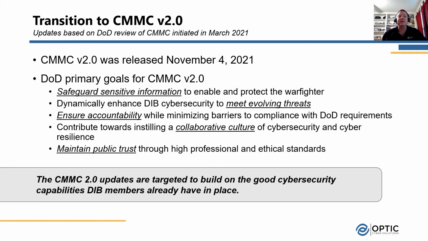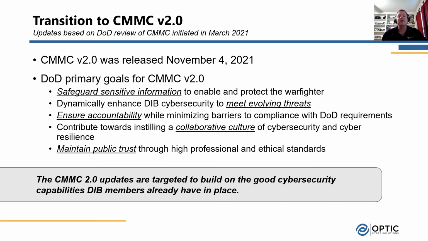And that directly leads into the last goal, which is maintaining public trust through high professional and ethical standards. So if we have that collaborative culture, we're talking, we're being honest with each other about what expectations are, what we're doing, how we're protecting that data. CMMC can help maintain the confidentiality of the DoD systems while enabling the collaboration and the trust within the DIB providers themselves. So those were the 5 primary goals that were given to the working group as they went in.